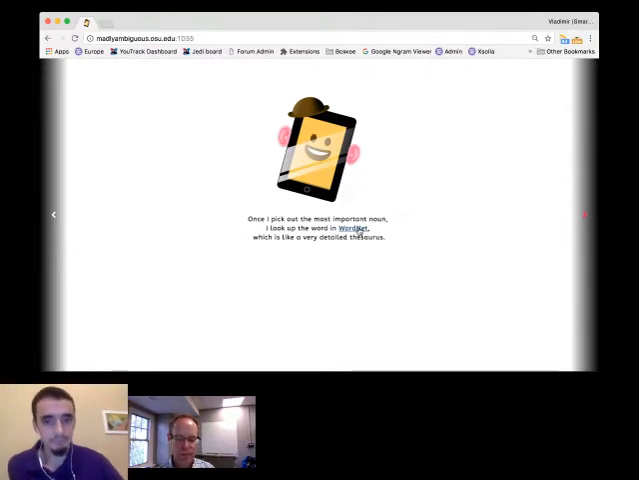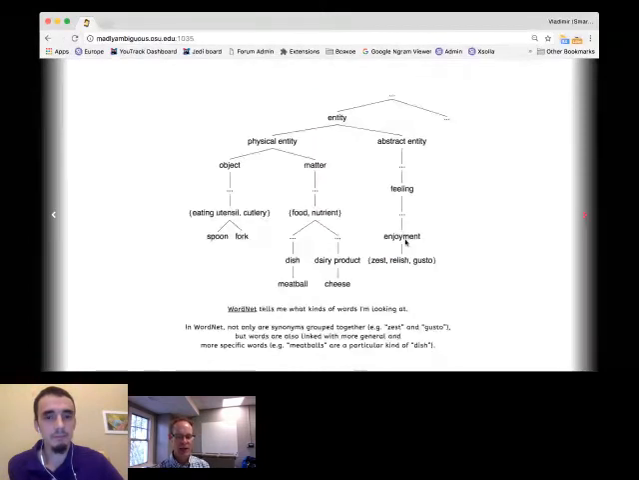So WordNet arranges word meanings in a hierarchy in a way that is common to lots of knowledge-based approaches in artificial intelligence and computational linguistics, right? So you see that cheese is a dairy product, and along with meatballs and other kinds of dishes, those are kinds of foods or nutrients. Whereas spoons and forks are utensils, which are kinds of human-created artifacts. Both of those are physical entities, and so on.